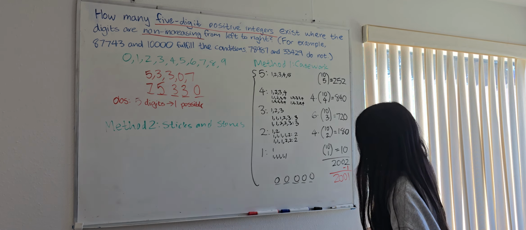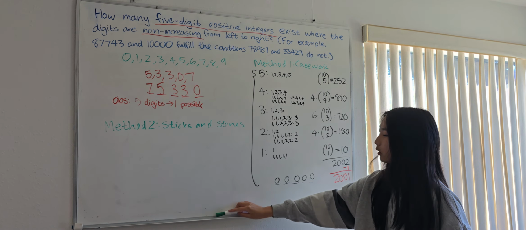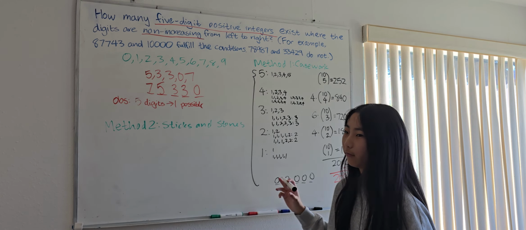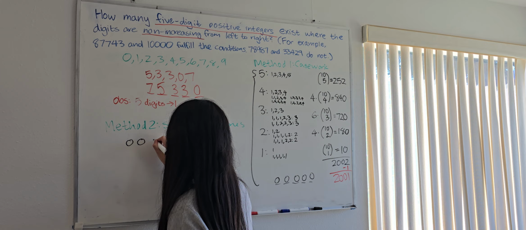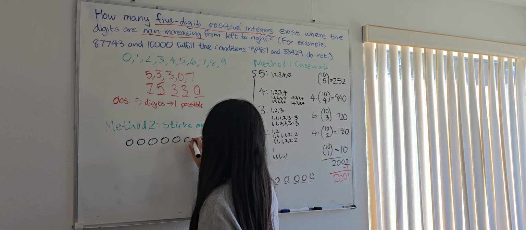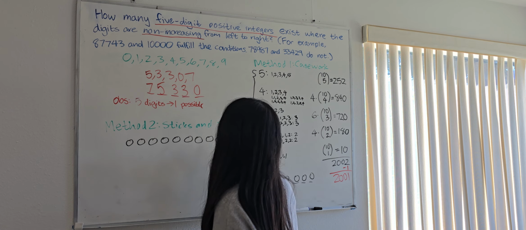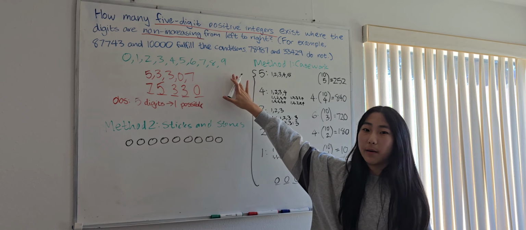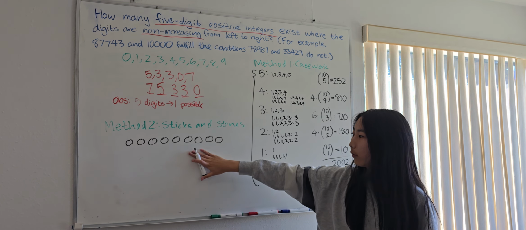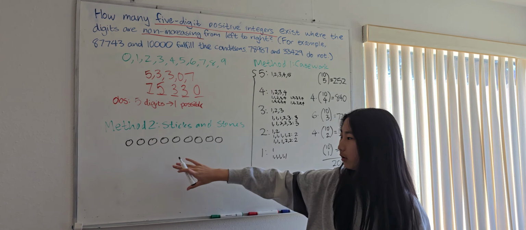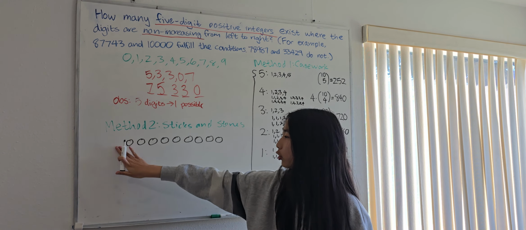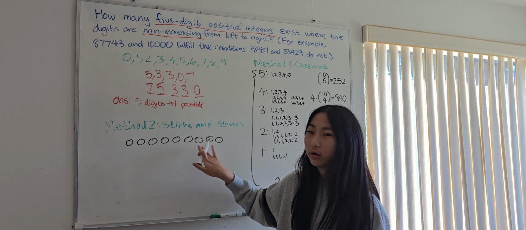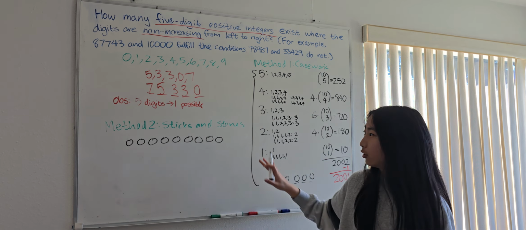Alright, so for this method, let's first imagine that we have 9 stones in a row. We know that there are a total of 10 possible digits we can use. Therefore, these 9 stones also give us 10 possibilities because we have 10 gaps between the stones, 2 on the ends, and then 8 in between. So we can represent the 10 digits.